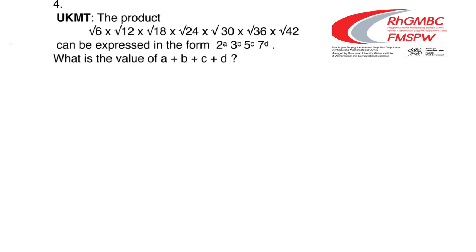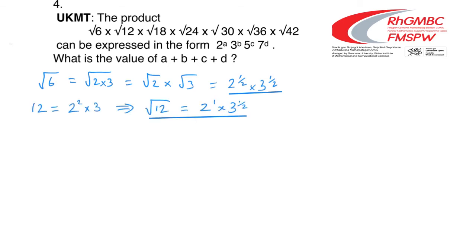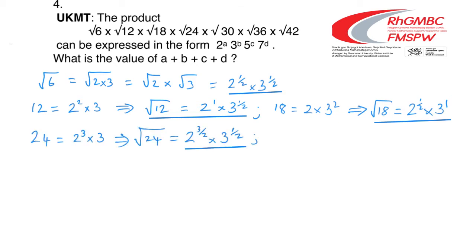Since the given solution is a product of prime factors, we will prime factorise each of the given values. Since 6 is 2 times 3, we have that root 6 is 2 to the half times 3 to the half. We will consider each of the given square roots in a similar manner as shown. Root 12 is 2 to the 1 times 3 to the half. Root 18 is 2 to the half times 3 to the 1. 24 is 2 cubed multiplied by 3, and so root 24 is 2 to the 3 over 2 times 3 to the half.